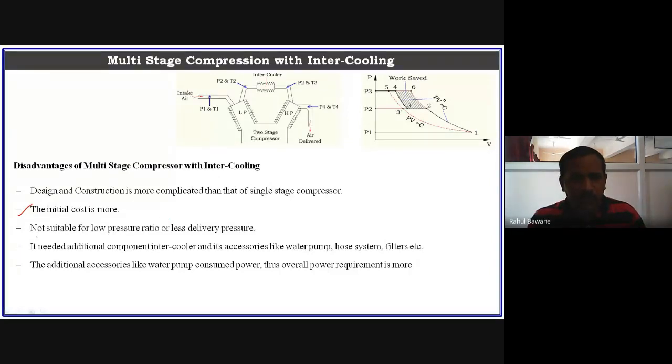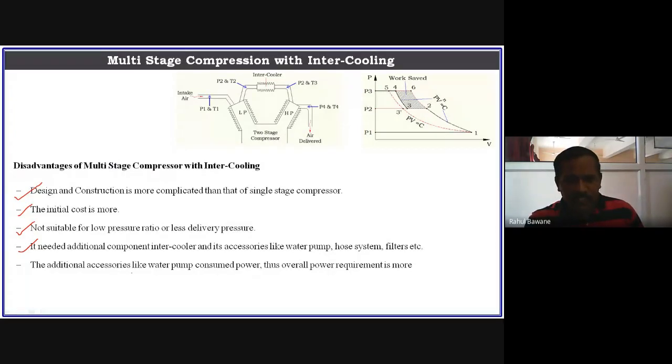Not suitable for low pressure ratio. If you are designing a compressor for a low pressure ratio, then go with a single stage compressor only. It needs additional components: the intercooler and its accessories like water pump, hose system, filter. As I said, if your intercooler is not an air cooled system, then definitely you require a water pump or coolant pump, radiator, and all these things. It consumes power, but compared to the overall power saved, these accessories consume negligible power, so we can afford it.